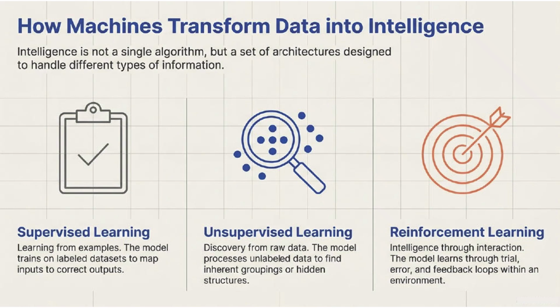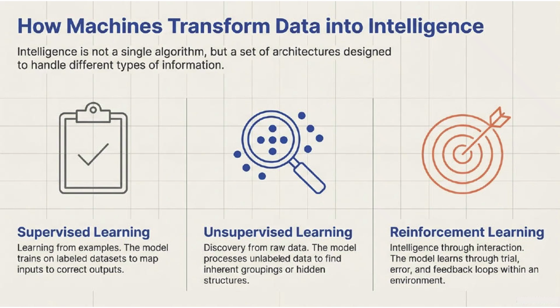And the slide gives us 3 pillars with 3 distinct icons. We've got a clipboard, a magnifying glass, and a dartboard target. And those aren't random. Not at all. The clipboard represents supervised learning. That implies a checklist, right? A known answer key. Okay. The magnifying glass is unsupervised learning, searching for something hidden without a map. And the target. That's reinforcement learning, aiming, missing, and adjusting based on where you hit.